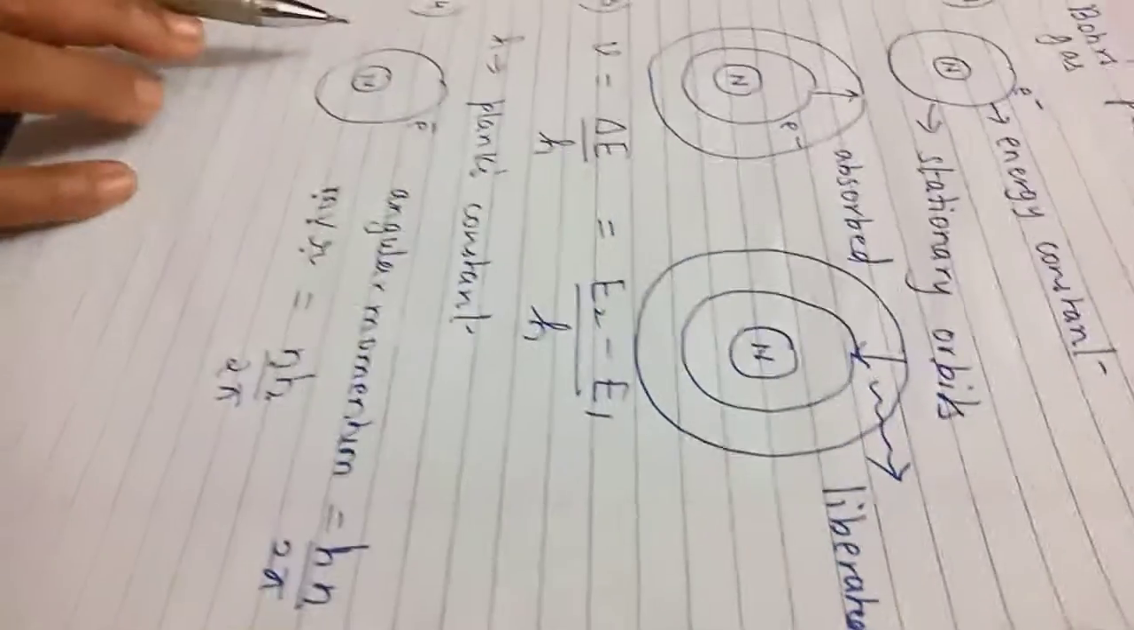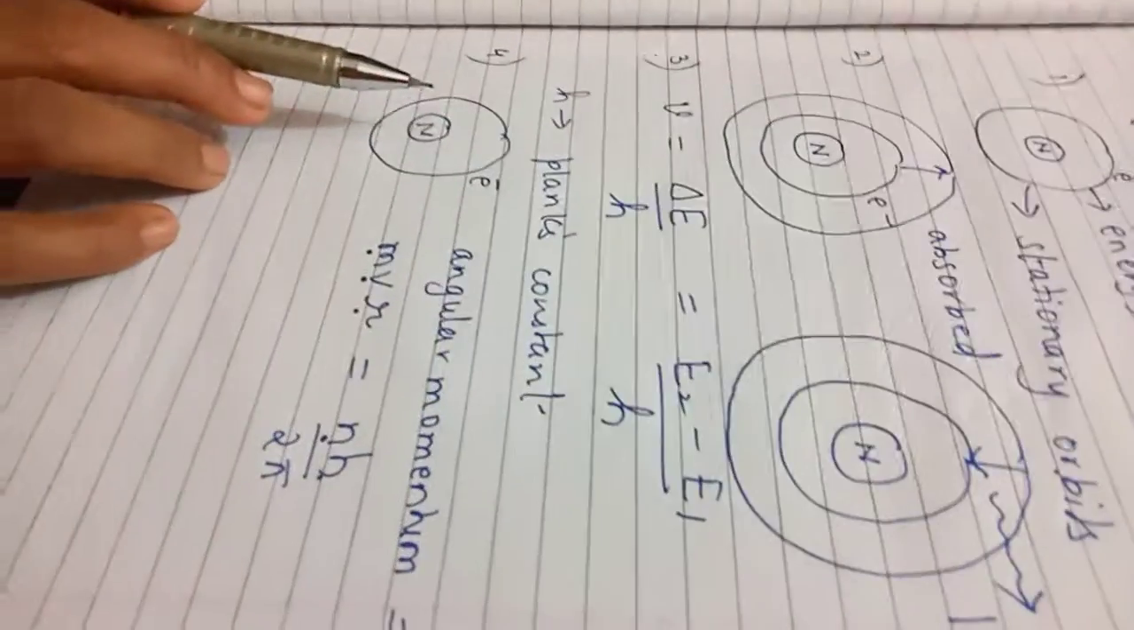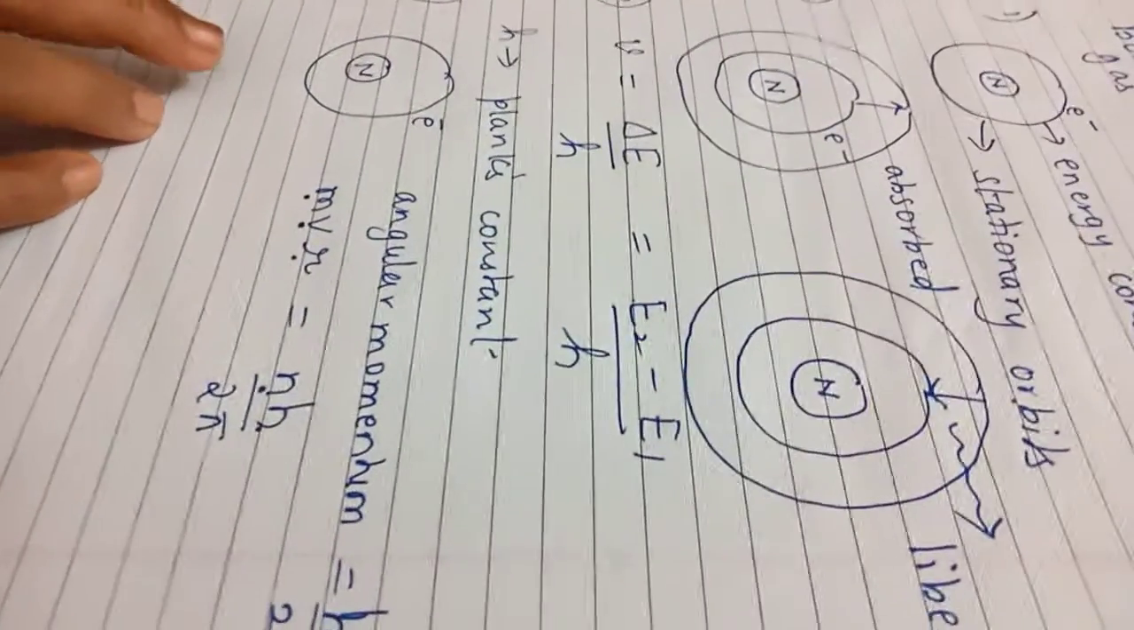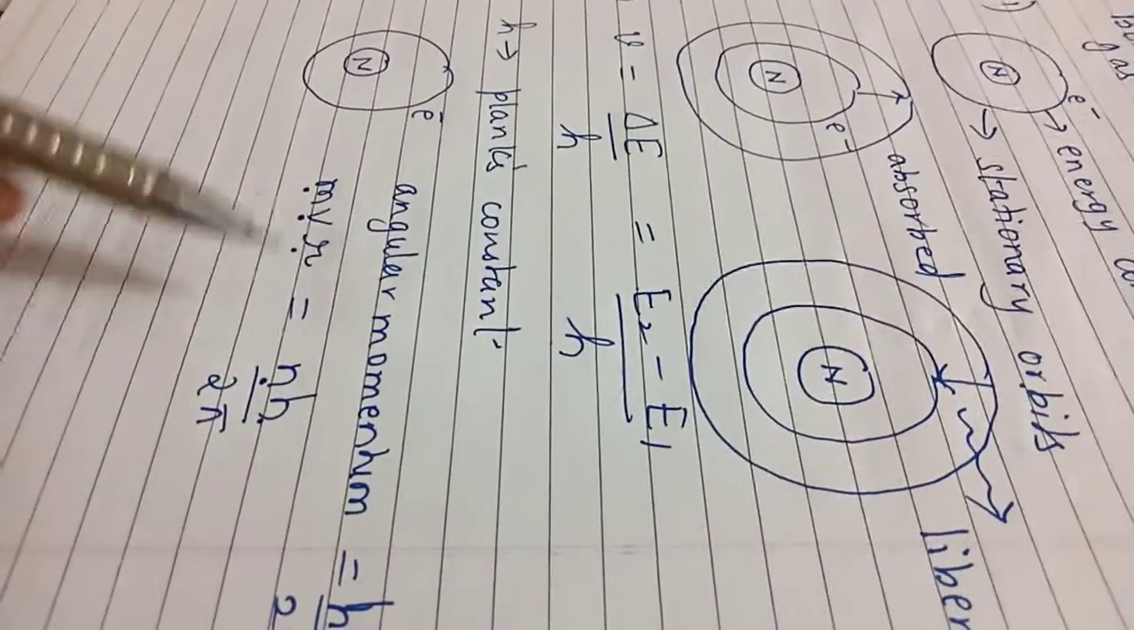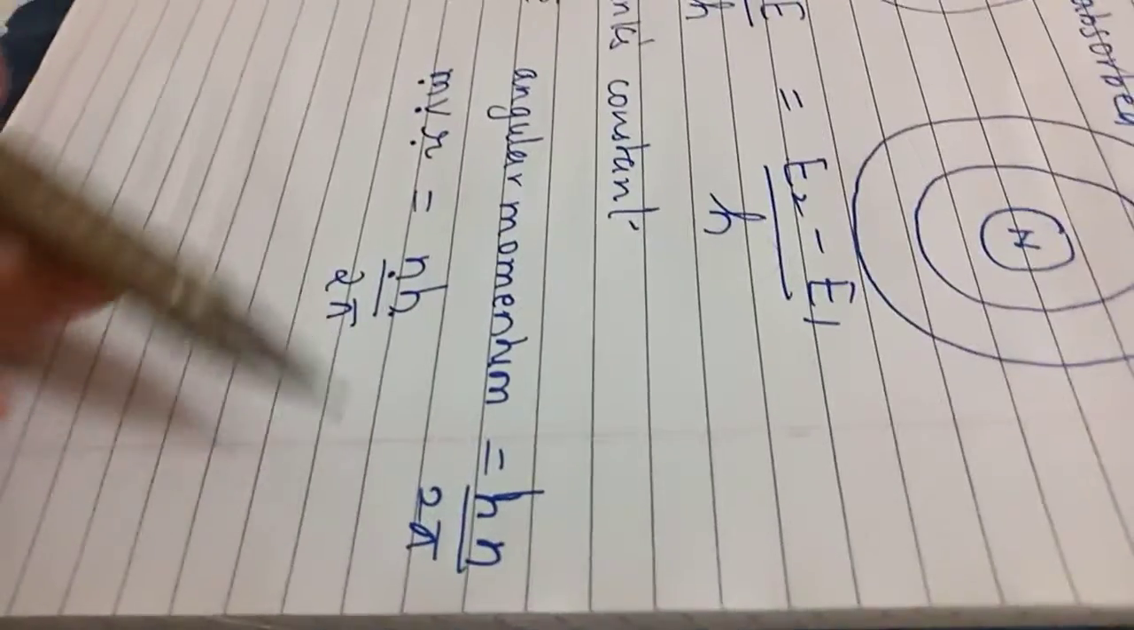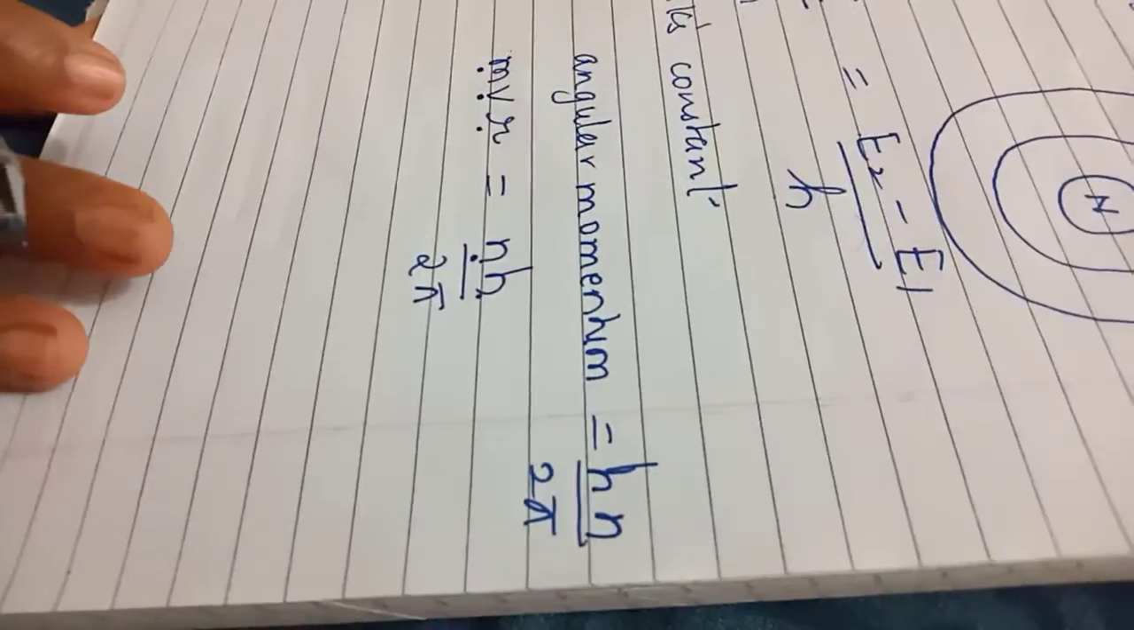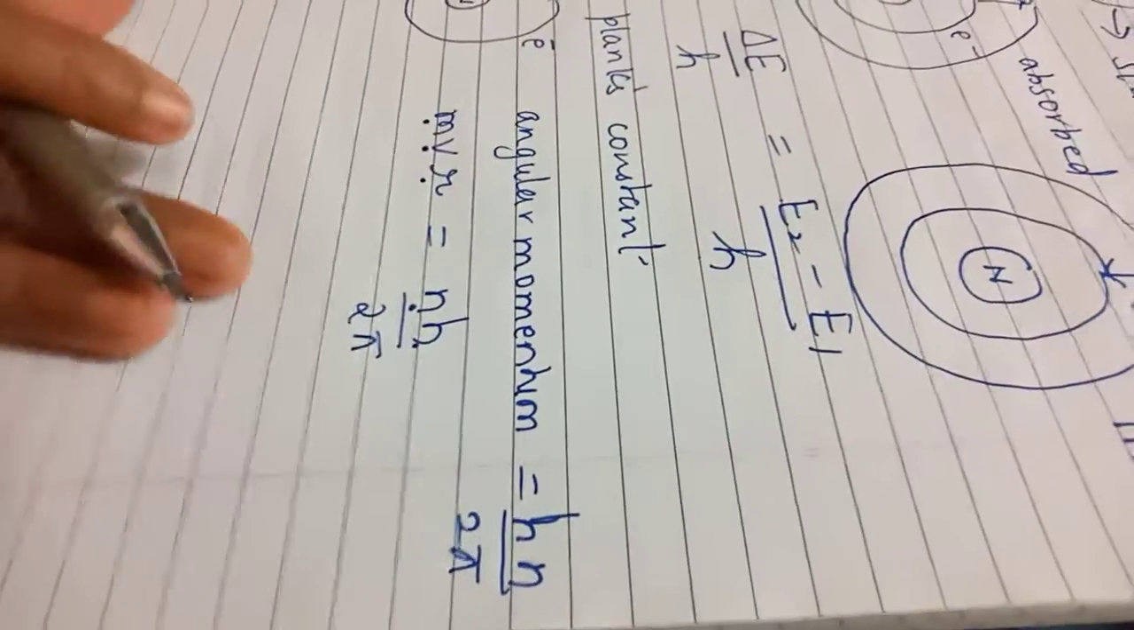h is Planck's constant. Electrons revolve without radiating energy only because the angular momentum of the electron is an integral multiple of h upon 2 pi. That is the reason that the electrons revolve without radiating energy.